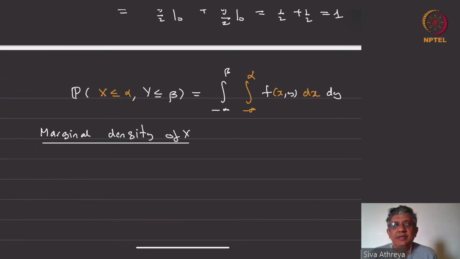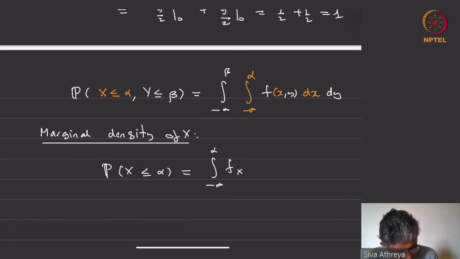Okay. So what does this mean? This means I need to find the function f sub x such that, in the following sense, the probability of x less than or equal to alpha is given by the integral from minus infinity to alpha of f sub x of x dx. So I need to find this. Since I've kept everything in orange, let me make all the x's orange again. So how do I find this?